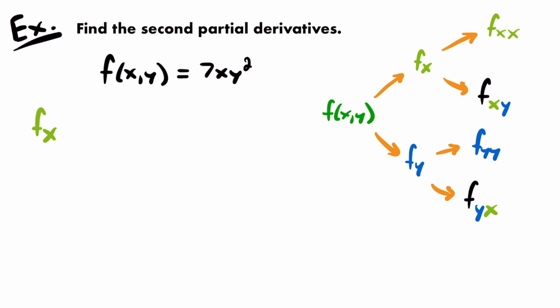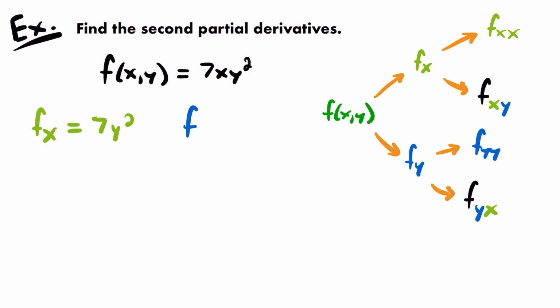So you can think of it as any other number multiplied by 7x. And so for taking the derivative of this with respect to x, and x is to the first power, its derivative would just be its coefficient, or the constant being multiplied by x to the first power. And so that would just be 7y squared. All right, so the first partial derivative with respect to x would be 7y squared.